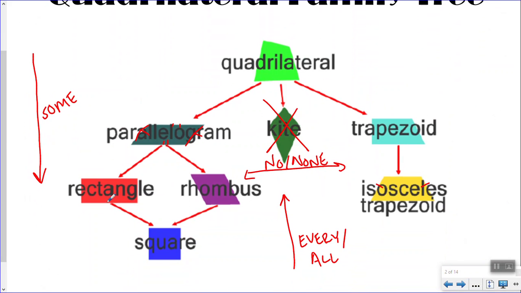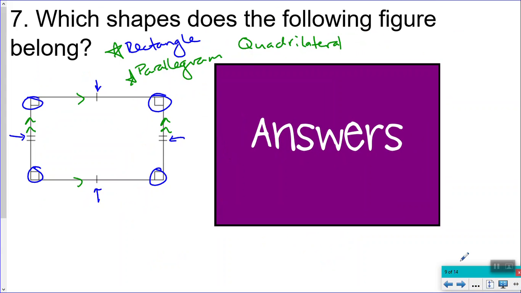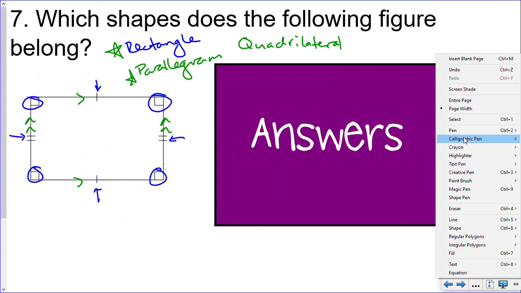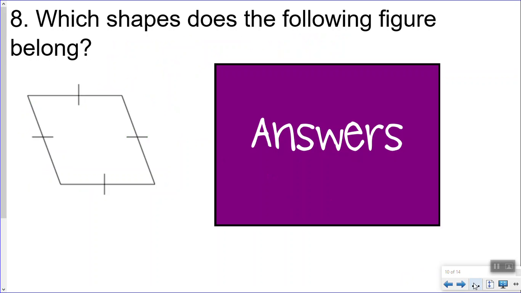And going up, all rectangles are parallelograms and quadrilaterals. So I know that I've got all the names that I need, and we'll go ahead and check our work here. We've got quadrilateral, parallelogram, and rectangle. Okay, next we want to know which groups does this shape belong to. So go ahead and pause the video and try that.